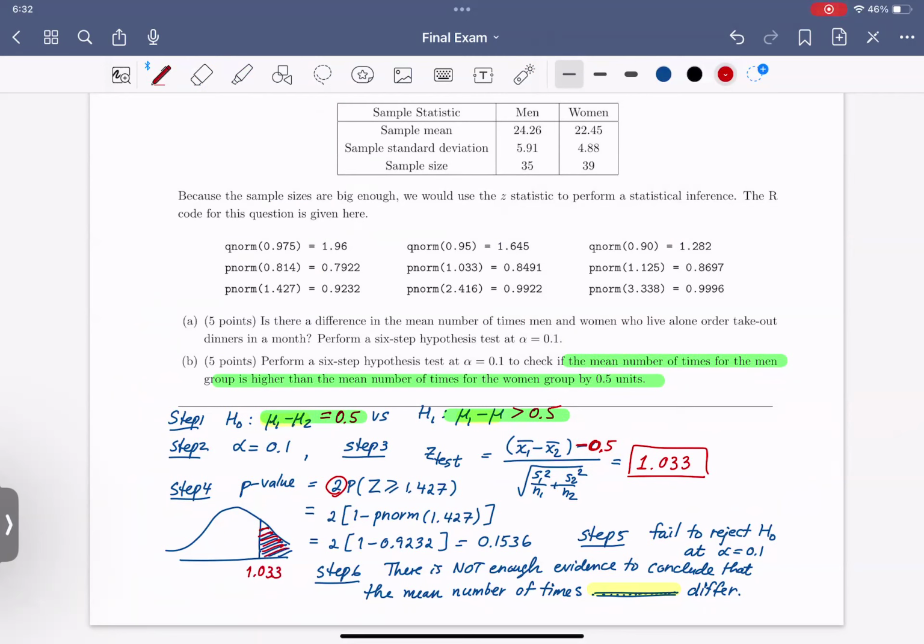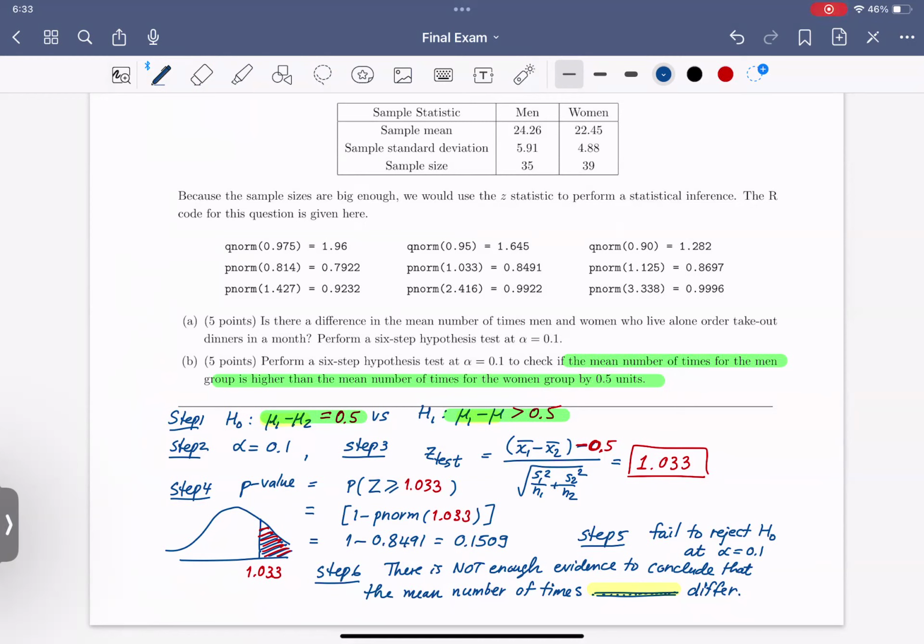And you need the area on the tail, but this time you do not need to multiply by 2, because you only do a one-sided test, right? So what you're gonna do is z greater than 1.033. That is 1 minus pnorm 1.033, and that is 1 minus 0.8491, and that is 0.1509. So you also fail to reject the null hypothesis as well.